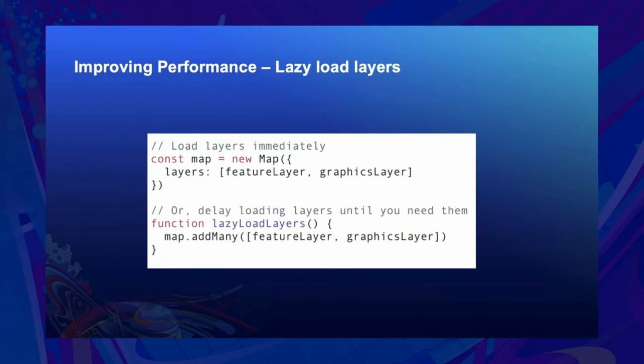You can also lazy load individual layers. Layers pull down a lot of data, and that process can not only slow down the loading speed of your app, it can also cause bottlenecking for your internet connection. Most of you are probably familiar with this pattern on top, where when you initialize the map, that's where we want to jam as many layers as we possibly can and get them to load on the map. But if they're not needed during the initial map load, we can defer that into a function and use the map's add many method to add our feature layer and graphics layer in this particular example.